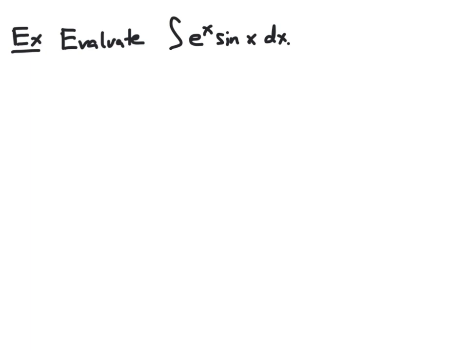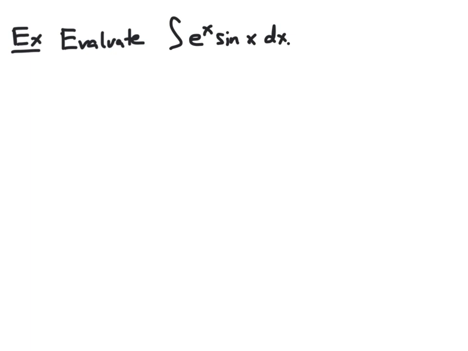In this example, we'd like to evaluate the integral of e to the x sine x dx. At first, this seems like a very straightforward integration by parts problem, since we have a product of two functions that are easily differentiated and anti-differentiated, but as we'll soon see, there is sort of a problem that comes about when we try to compute this integral using integration by parts.